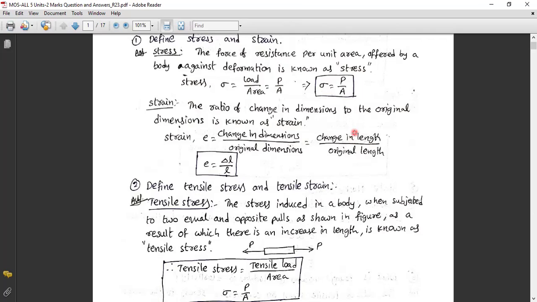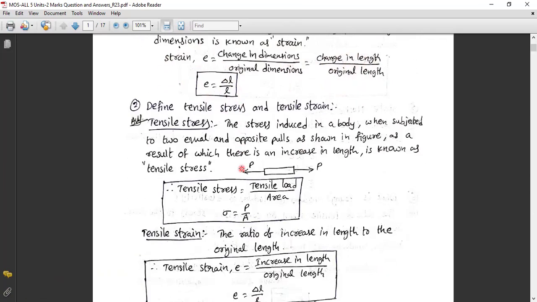So strain e is equal to change in the dimension by original dimension. For example, it can be length, diameter, or breadth. Here I am taking change in the length by original length, that is delta L by L, which is called strain.